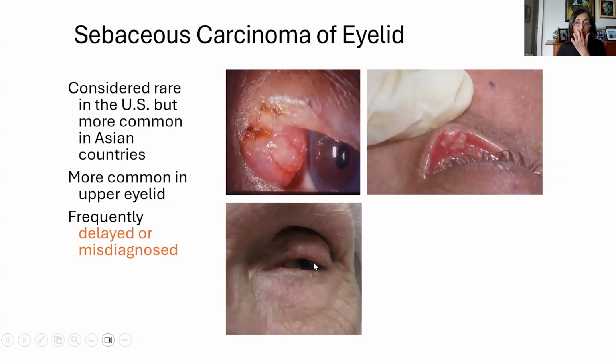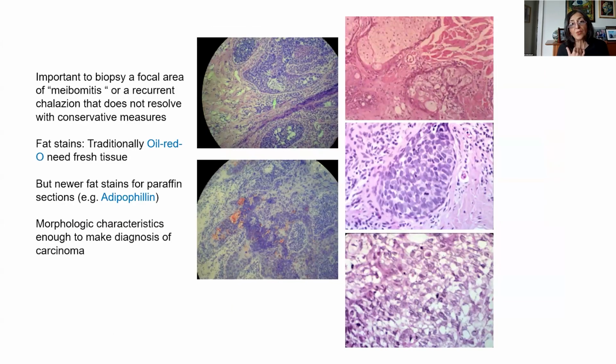So these are the ones that are often delayed in diagnosis because it can be mistaken for a case of blepharitis, and without a biopsy, it's difficult to make this diagnosis. So it's really important to have a high index of suspicion. If a patient has just a focal area appearing as blepharitis or a chalazion, and it does not respond to conservative measures, it really needs to be biopsied to rule out sebaceous carcinoma.